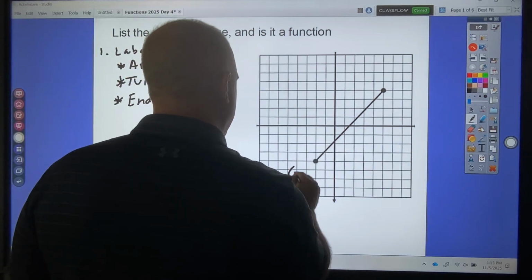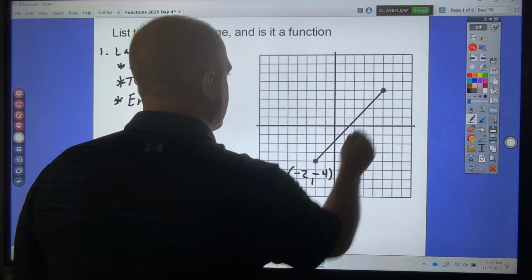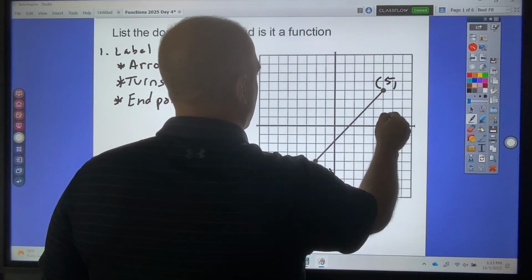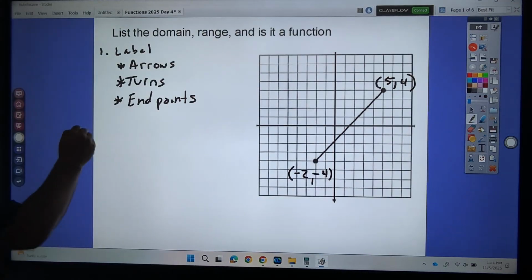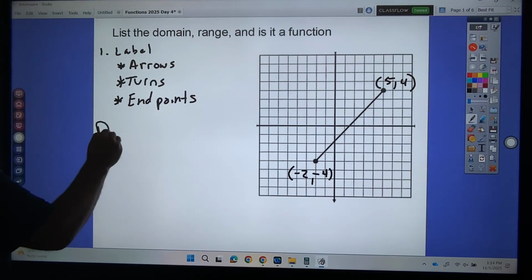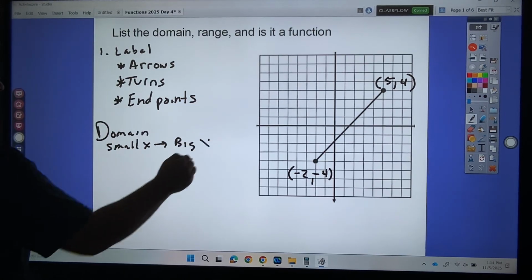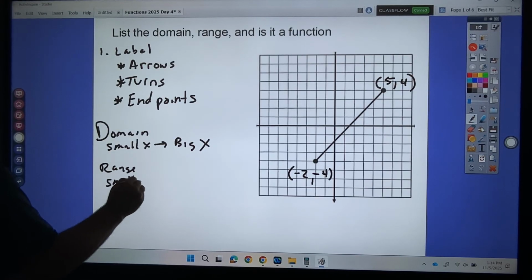This is -2 over 1, 2, 3, -4 down. This is 1, 2, 3, 4, 5 over 1, 2, 3, 4 up. Okay, so for my domain, we talked about this before. Domain is smallest x to biggest x, okay? Range is smallest y to biggest y.